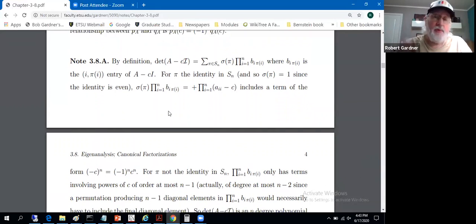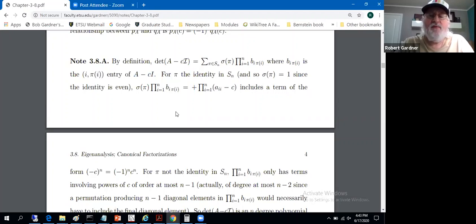A useful observation, I've labeled this note 3.8a. I've given it a name, so we'll refer back to it at some point in the future. If we calculate the determinant of A minus CI, then by definition, we're going to get this stuff with a symmetry group, S sub n, and the permutations and all of that, where B sub I pi of I is the I pi of I entry of the matrix. Okay, the matrix we're taking a determinant of here is A minus CI in this case.